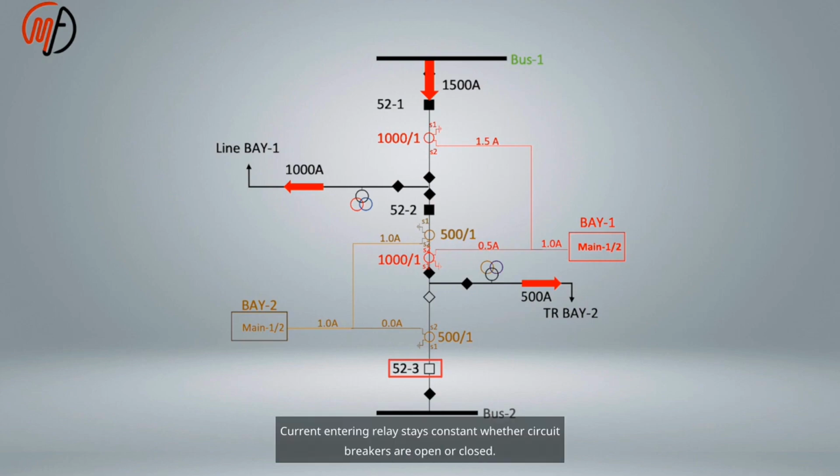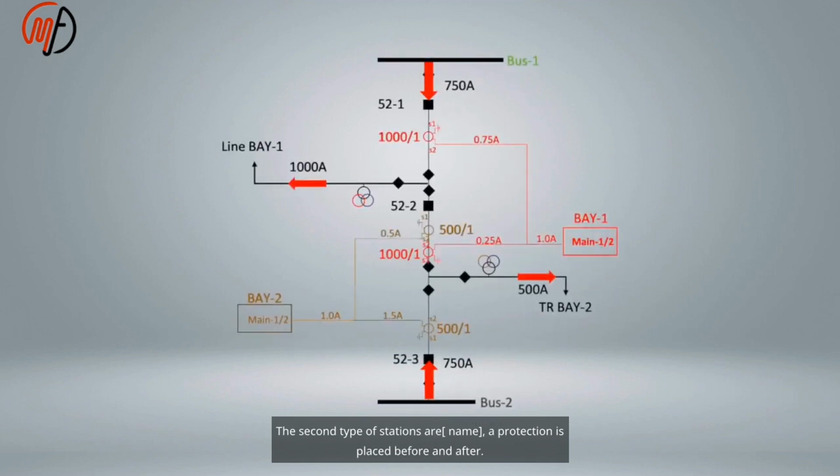Current entering the relay stays constant whether the circuit breakers are open or closed. The second type of station is named. A protection is placed before and after. The third type is named. A group is placed on the line or before its exit.